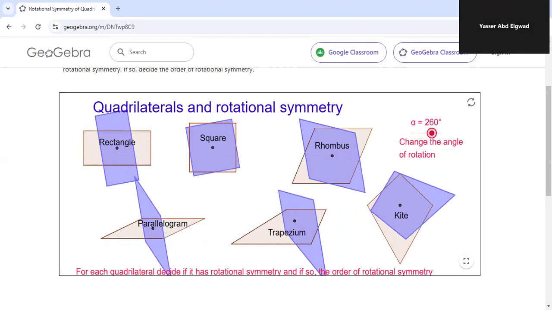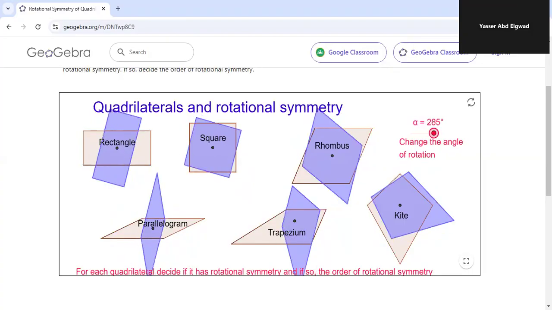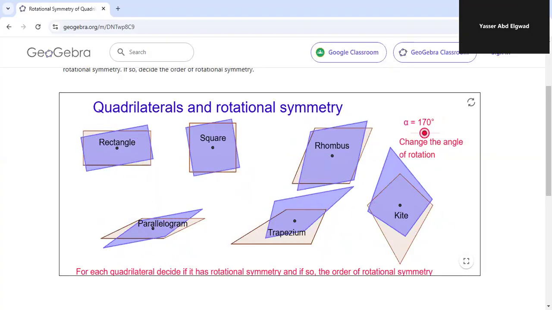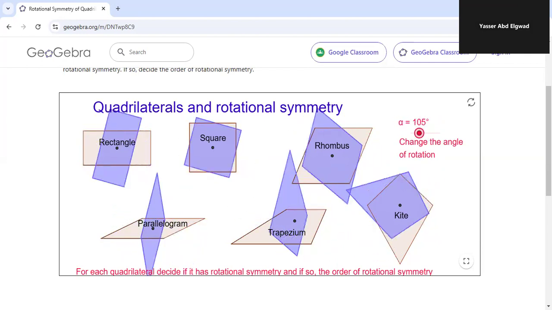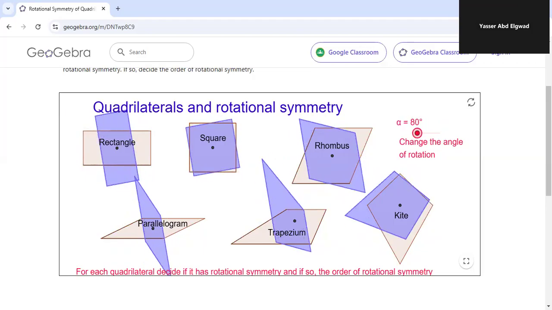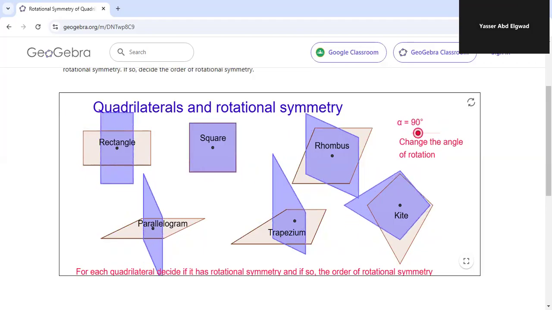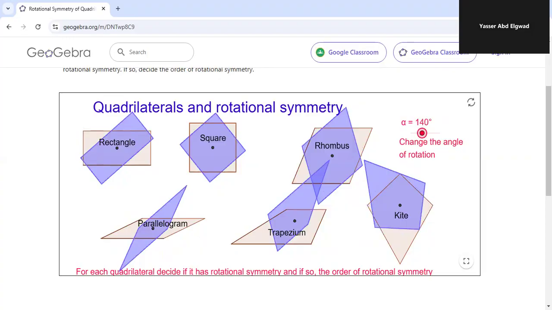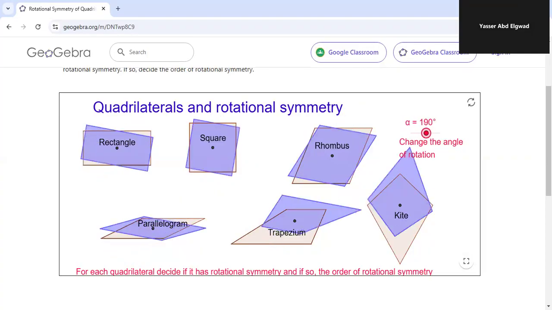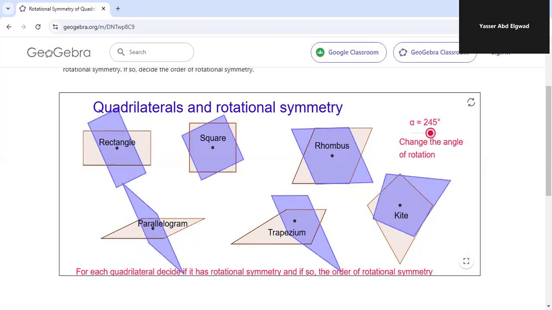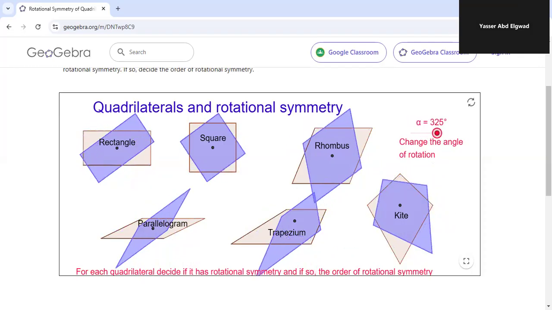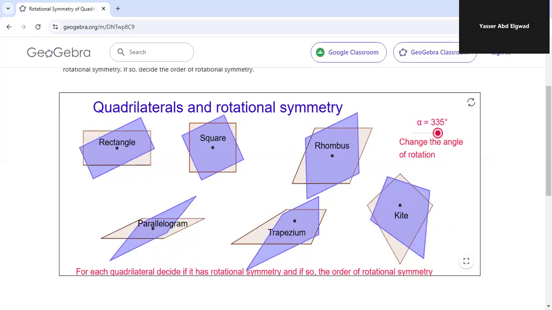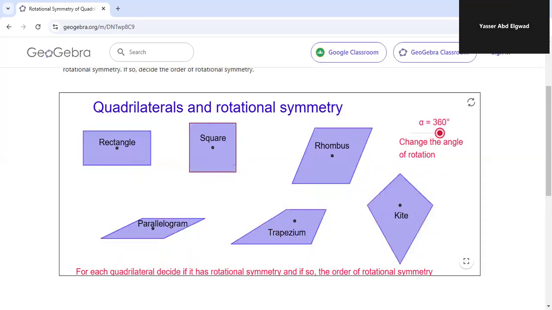We have a rectangle, a square, and a rhombus. If you rotate a shape by less than 360 degrees, how many times does it become similar to the original? First, the square: if you fix a point at the center, there is the first time, second time, third time, fourth time. Square is 4, rhombus is 2, kite is 1 only, trapezoid is 1, and the parallelogram.